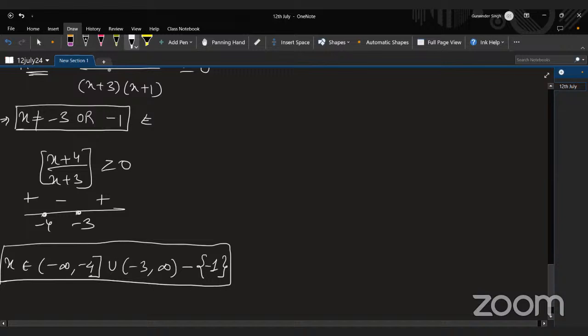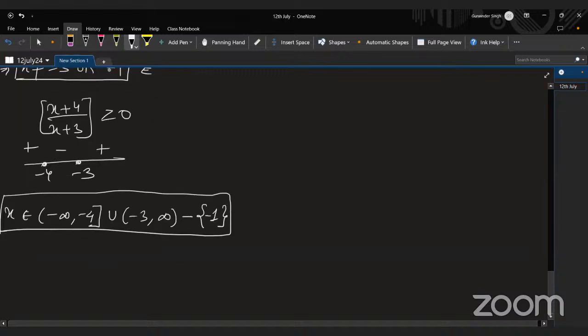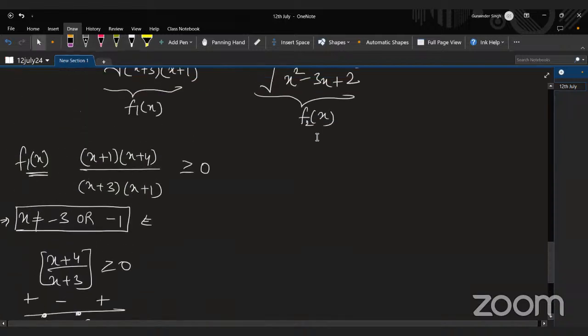Correct? This is correct. So what is it telling me? It is telling me this is minus 4, this is minus 3, and this is minus 1. So everything to the left of minus 4 I can take, and everything to the right of minus 3 I can take, except for minus 1. I just can't take minus 1. Okay, so moving ahead with this one.